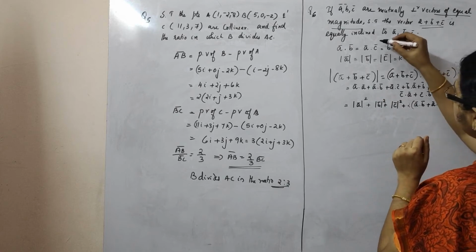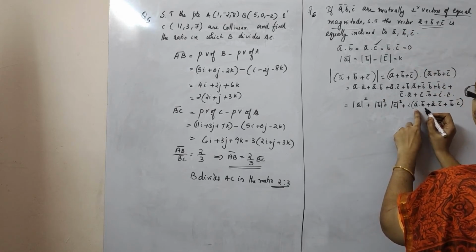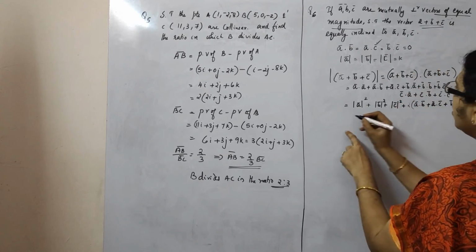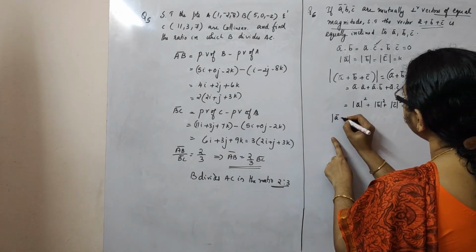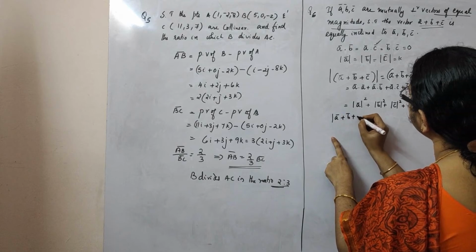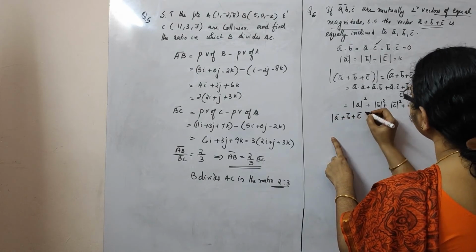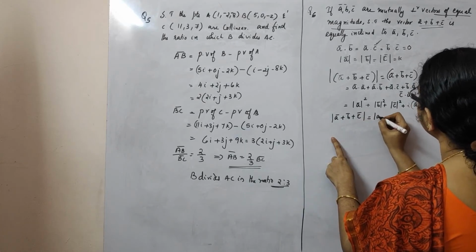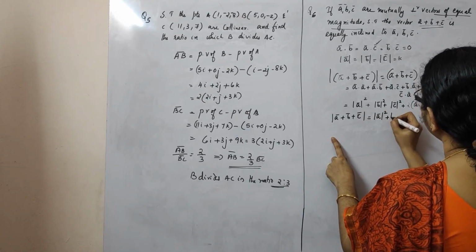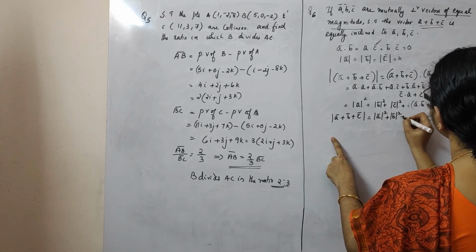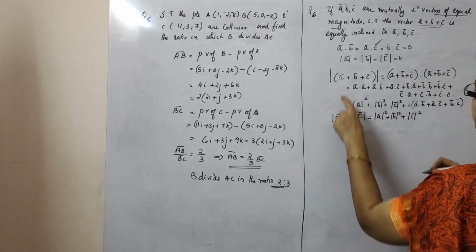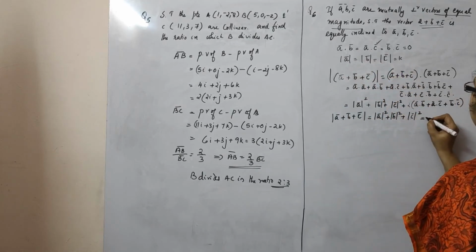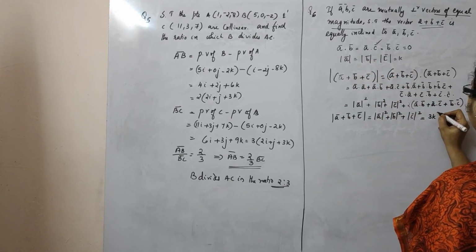Now you see this part, vector A dot vector B, vector B dot vector C, and vector A dot vector C are all zeros. So what do you get? The magnitude of vector A plus vector B plus vector C squared is equal to magnitude of vector A squared plus vector B squared plus vector C squared. Now see, all these magnitudes are equal to k. That is 3 times k squared.